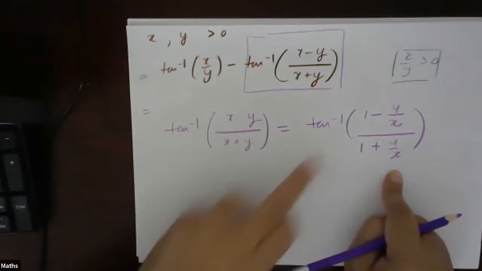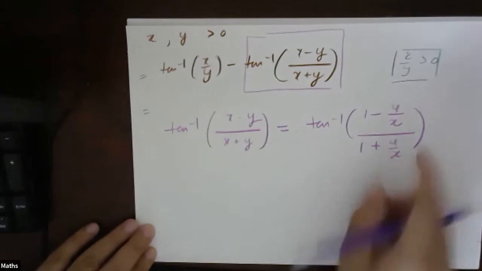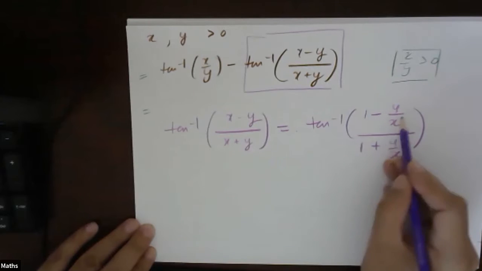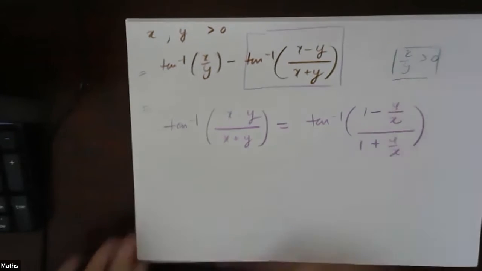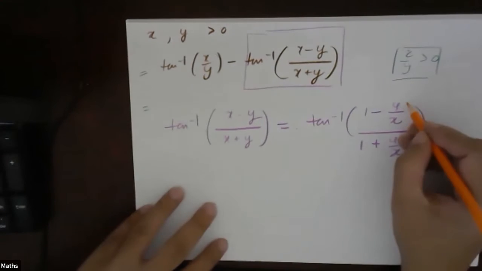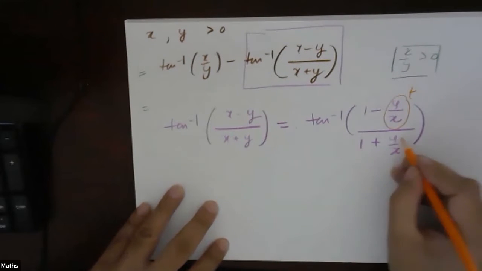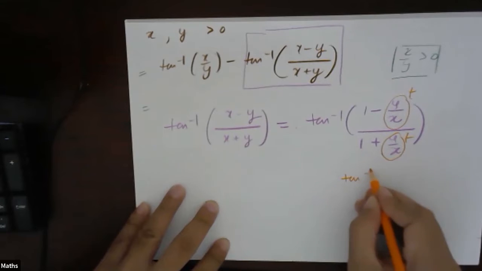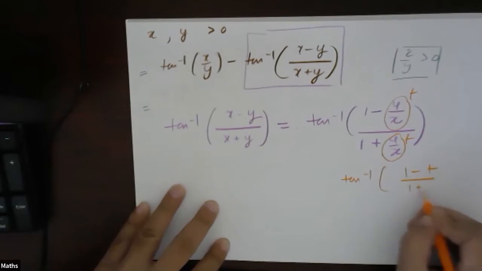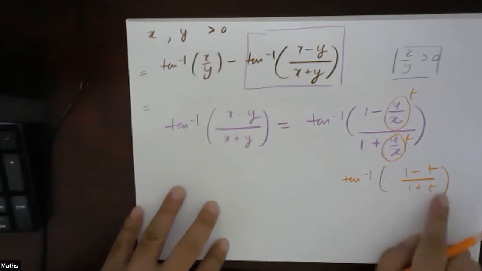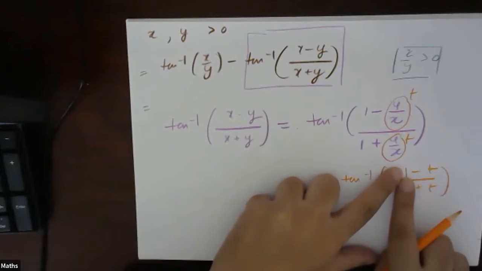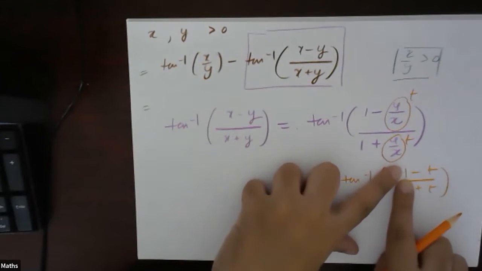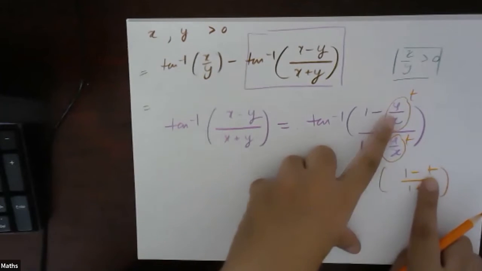Now suppose I take y by x as t. So this is something like tan inverse of 1 minus t upon 1 plus t, right? And what is 1? 1 is tan of pi by 4. Understood? So this is tan inverse of tan pi by 4 minus t upon 1 plus tan pi by 4 times t, and this is a value.